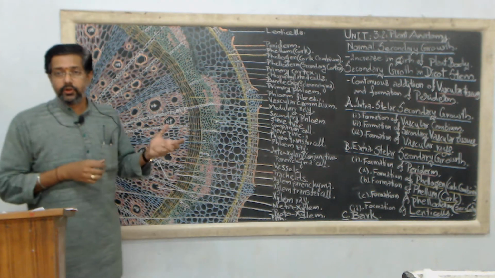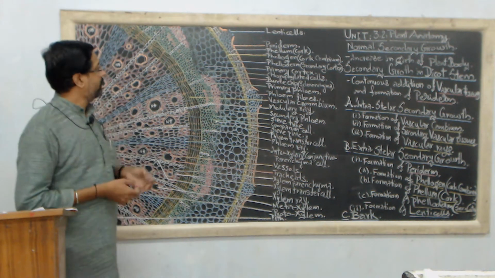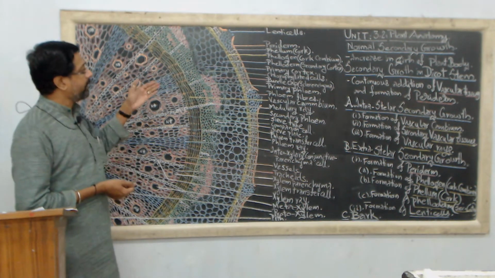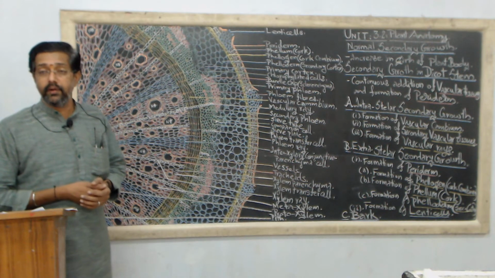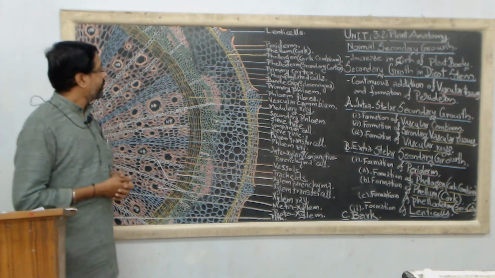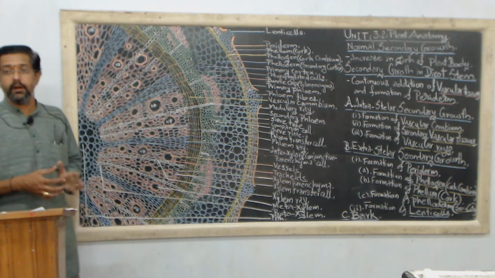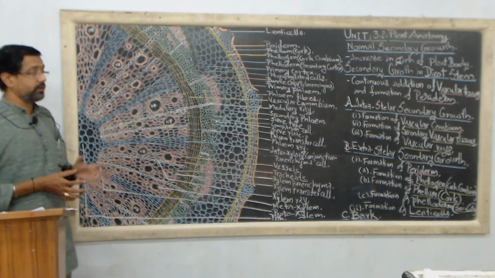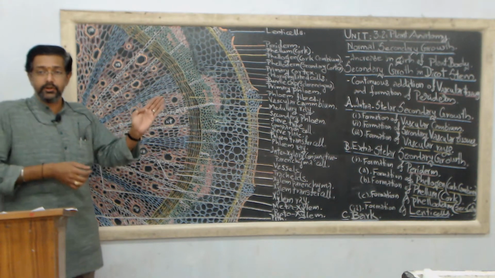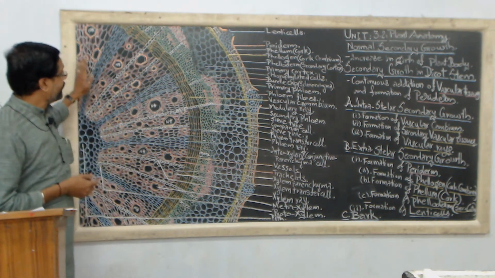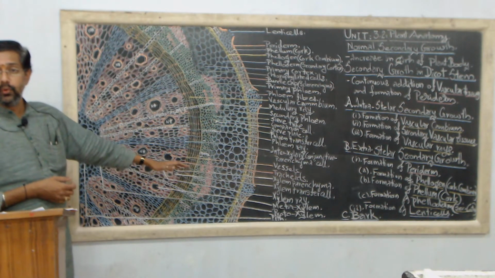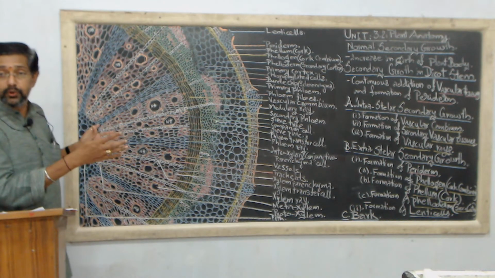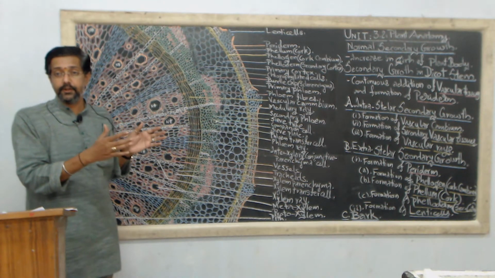Namaskaram. In this session, we are talking about the structural features of normal secondary growth in dicot stem. So here we can see the structural diagrammatic representation of the dicot stem showing normal secondary growth in thickness. Here we can see the cross-sectional view, and it contains all the tissues which are getting differentiated.